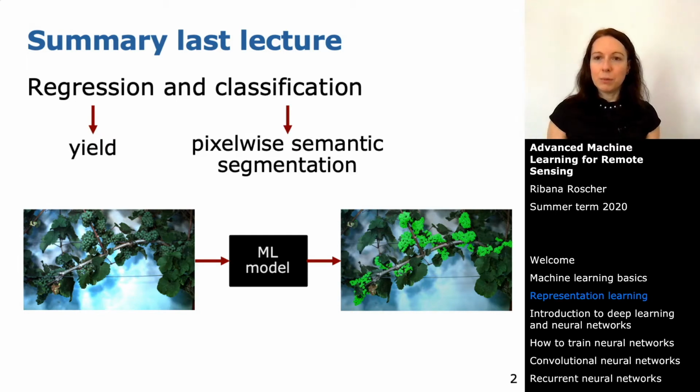One example for this given example here is that if you perform regression, you can do yield estimation, and if you want to do classification, you can, for example, perform pixel-wise semantic segmentation. So regression has a continuous output and classification has a discrete output.